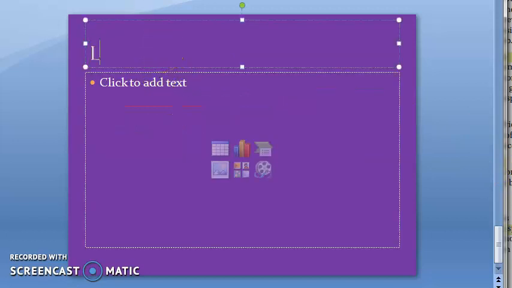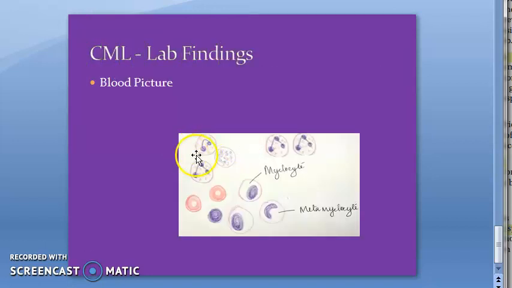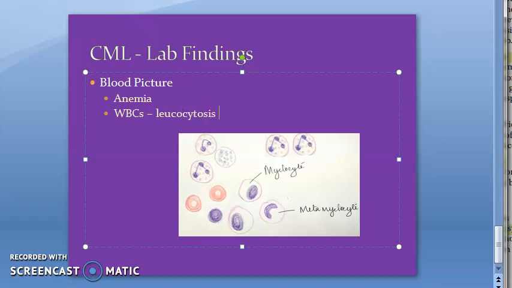Now let us move on to lab findings. CML lab findings. See, in blood picture, what you will see? Anemia, right? Anemia you will see. Then you will see that WBCs are more, right? So you will see leukocytosis, okay? There will be 2 lakh per microliter.